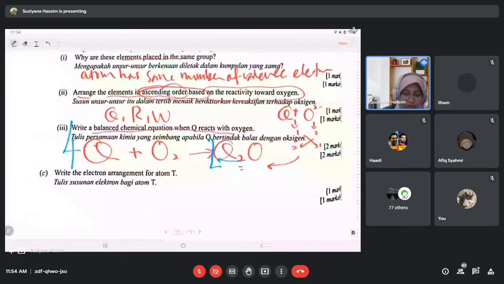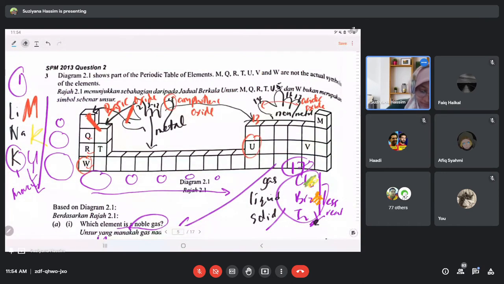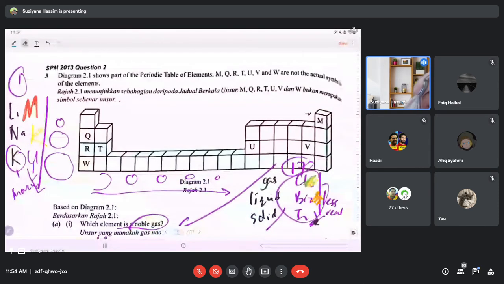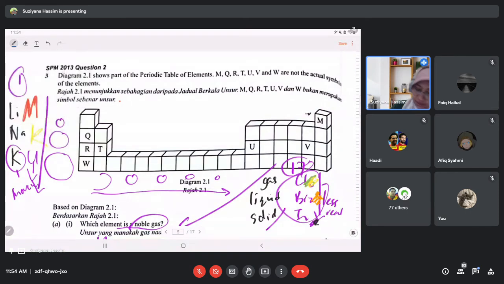Write the electron arrangement for atom T. Okay, atom T, sayang. Okay, kita padam dulu. Kita lebih puas guna tab. Kalau guna macam malam parlimen tu, Allahu Akbar, dah tak ada rezeki dia orang kan? Nak conteng-conteng. Okay, alright sayang.